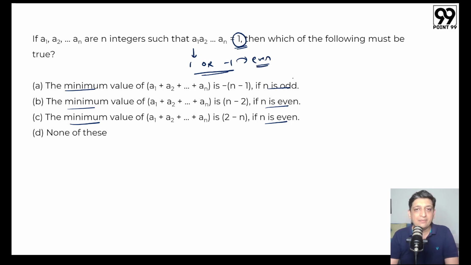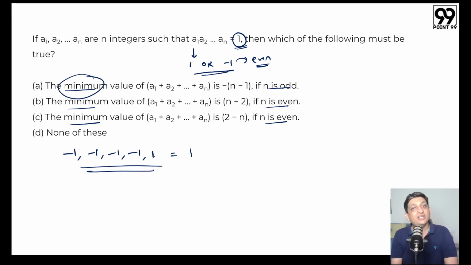So let's say for example, there are 5 numbers that we are talking about here. Now if there are 5 numbers here, what can we say are those 5 numbers? If I want to find the minimum value of their sum, I will have to take as many negative numbers as is possible. So I am taking 4 negative numbers and 1 positive number. The product of these is going to be 1, because negative, negative, negative, negative will give us a positive number. But what about the sum? The sum in this case is going to be minus 4 plus 1, that is minus 3.